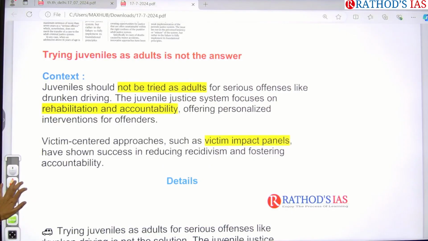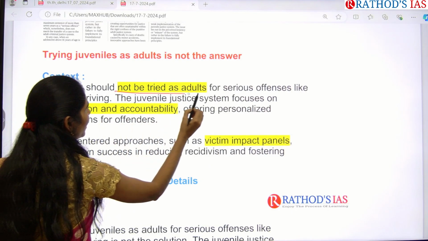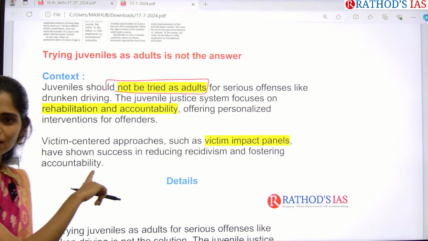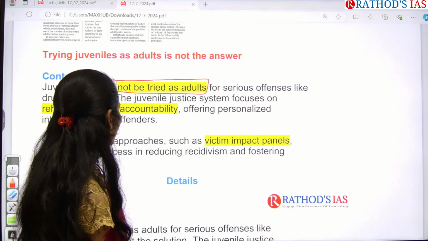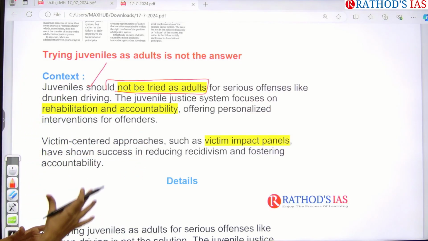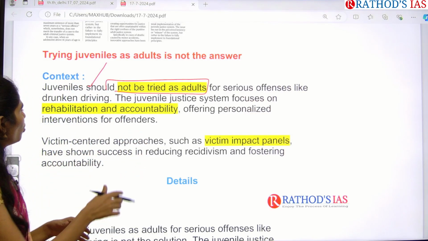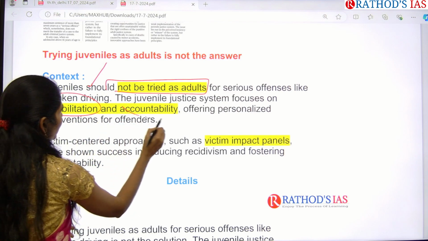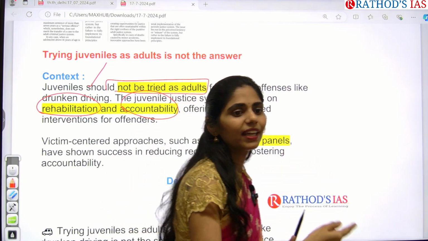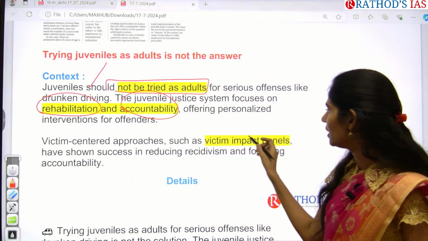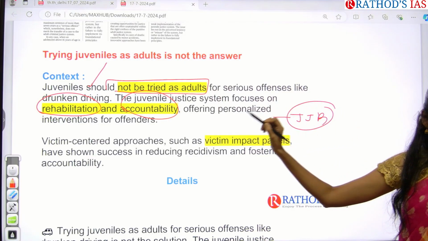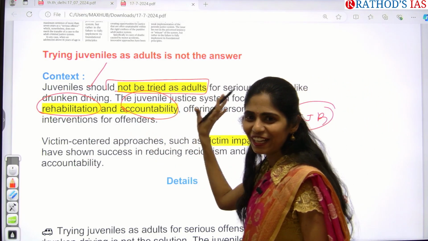Now let us see this article. It is saying that juveniles should not be tried as adults for serious offenses like drunken driving. This case is about drunken driving. We can't try this juvenile as an adult based on adult laws, but we have to focus on rehabilitation and accountability. We have to make him realize that he should not commit this crime again in the future. So the Juvenile Justice Board will focus on counseling, rehabilitation, and accountability.